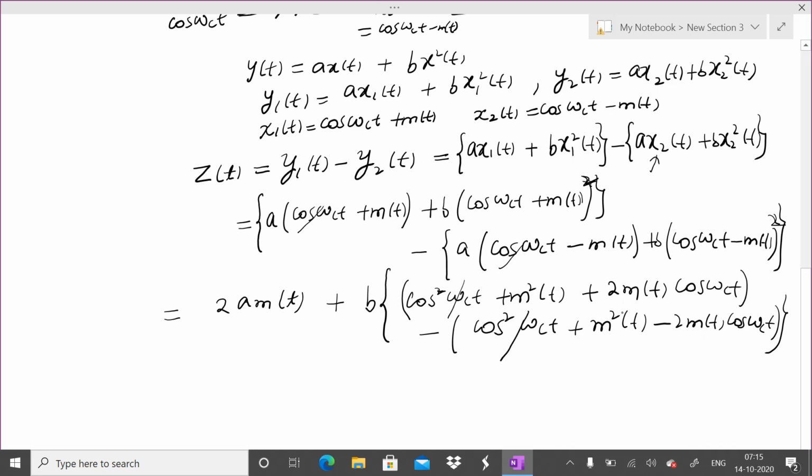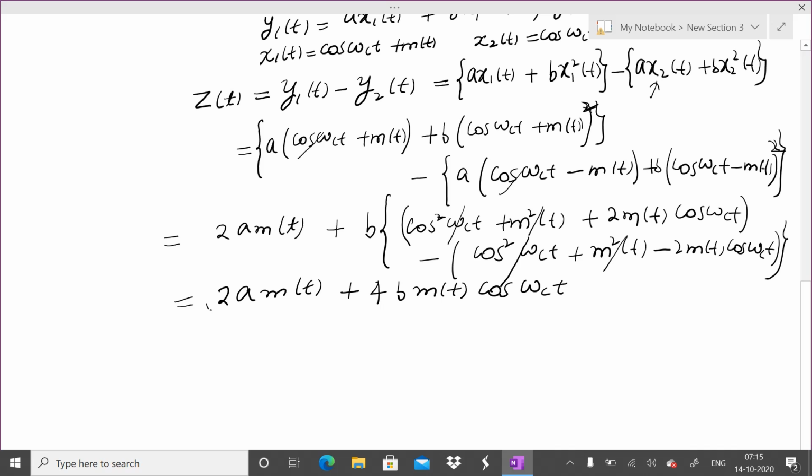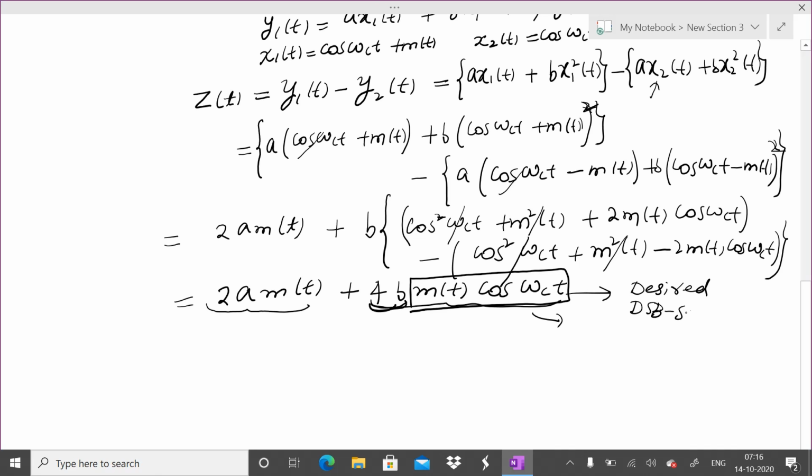So cos square and cos square get cancelled, m square t gets cancelled, 2m of t cos plus 2m of t becomes 4m of t cos omega ct. So it becomes 2 times a m of t plus 4 times b m of t cos omega ct. Now out of these two terms, which one is the double sideband modulated signal, suppressed carrier? The second one, right? In fact 4b is simply a constant. If you look at this m of t and cos omega ct, this is the desired DSB-SC signal, right? And this is the unwanted part.